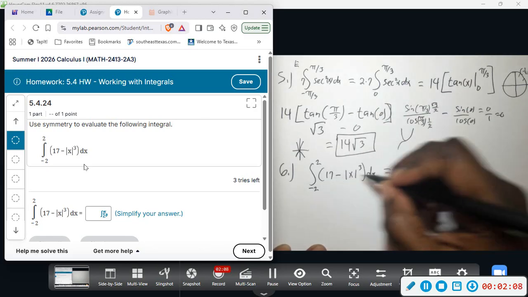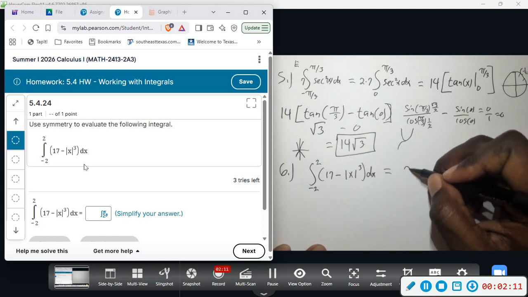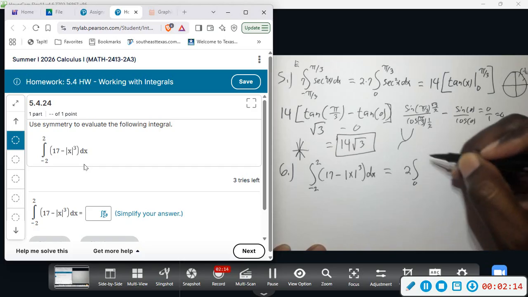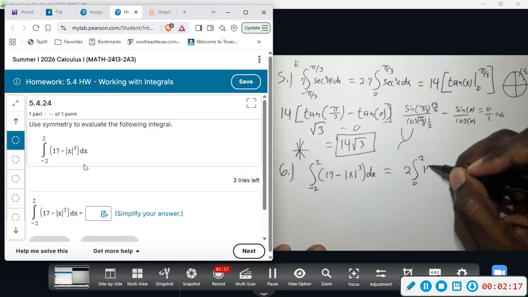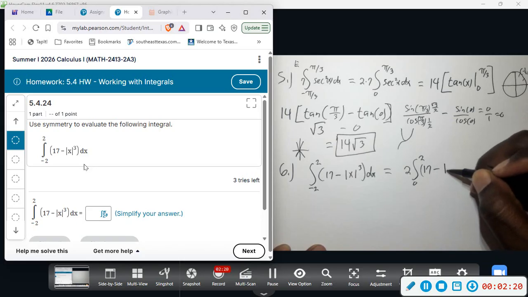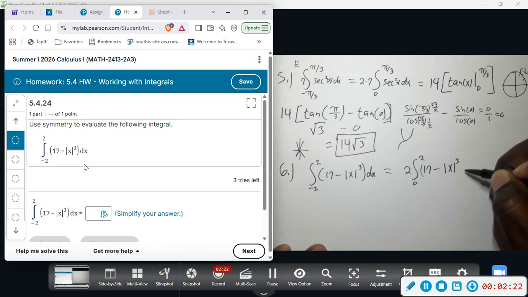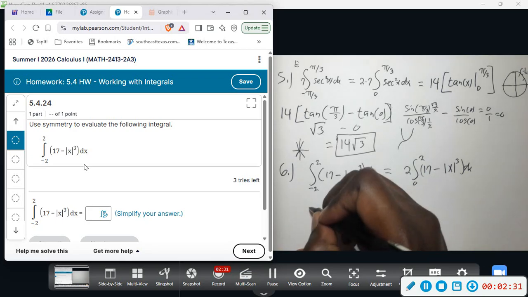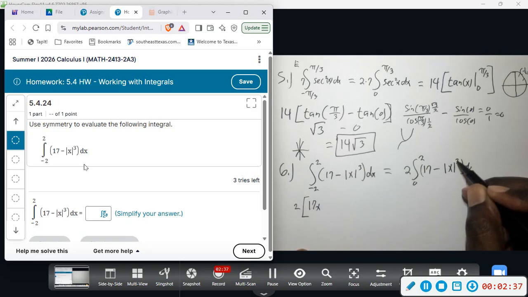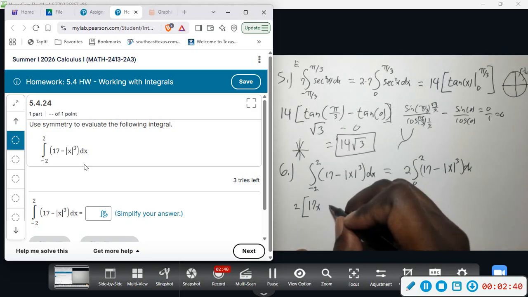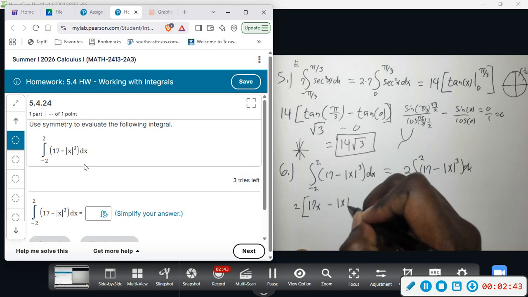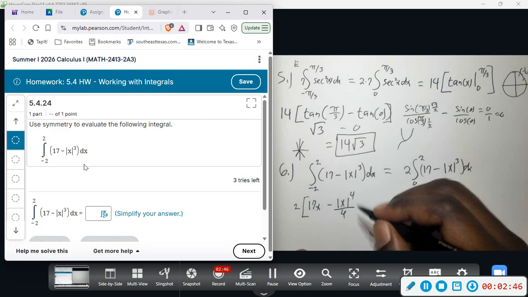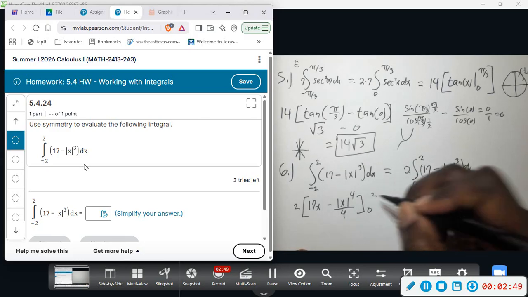So that's what we're looking at. All right. Using symmetry, we would do 2 times the integral from 0 to 2 of 17 minus absolute value of x to the 3rd dx. So doing integral, we're going to add a variable, divide by 1. So this would give us 17x. And then add a power, so it'll be a 4. Divide by that 4. Evaluate it from 0 to 2.